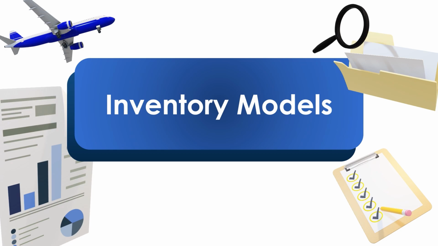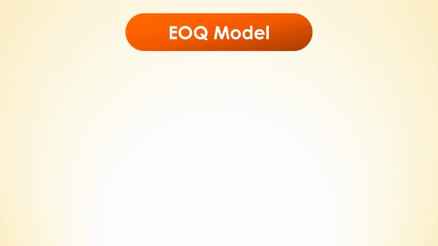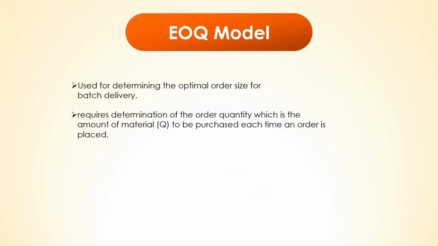Now, as mentioned earlier, we will now discuss more about the inventory models. First is the EOQ model, or the economic order quantity model. This is used for determining the optimal order size for batch delivery. It requires determination of the order quantity, which is the amount of material to be purchased each time an order is placed, or we call this Q.